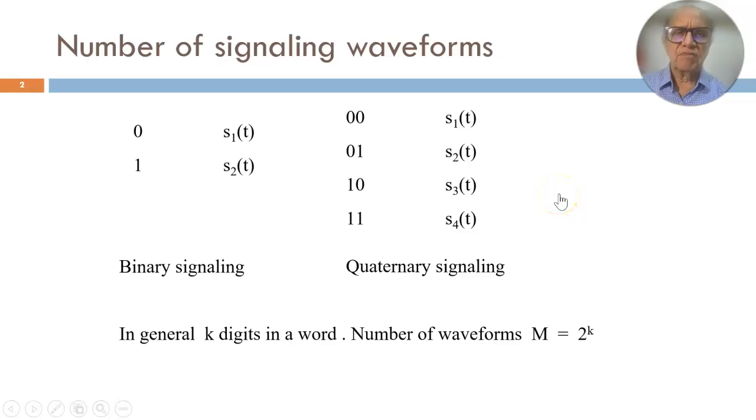Now in this session what we are going to do is study a more general method of generating S1(t), S2(t), and that method relies on signals which are called orthonormal signals. Using orthonormal signals, we will be generating S1(t), S2(t), etc., the signaling waveforms. So what we are going to do now is define what orthonormal functions are.